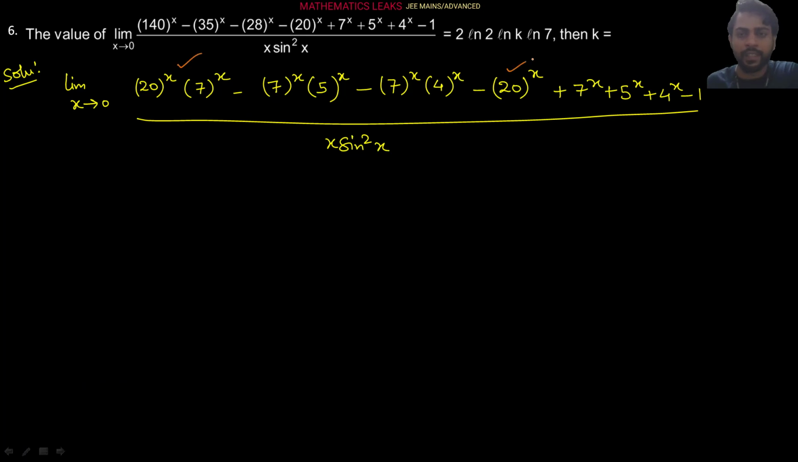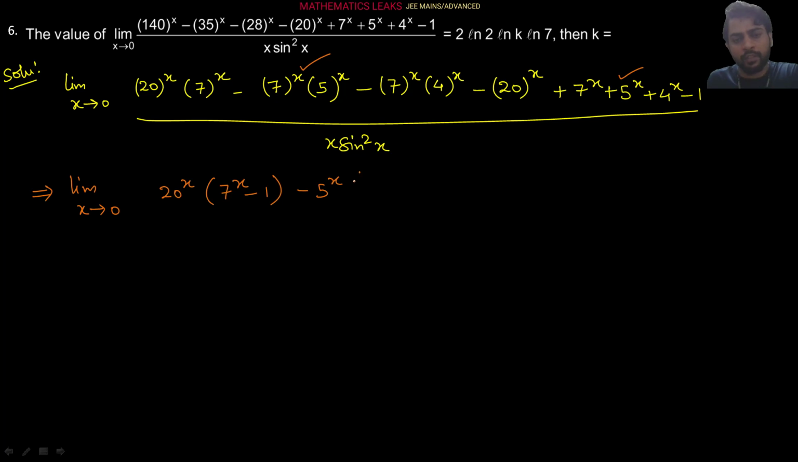So from these two parts, this one and this one, we can easily take 20 to the power x common. So what is remaining here? 7 to the power x minus 1, 7 to the power x minus 1, right? And similarly, now you can see I can take 5 to the power x common with a minus sign from this and this. So we can write minus of 5 to the power x common, and that will become plus of 7 to the power x.